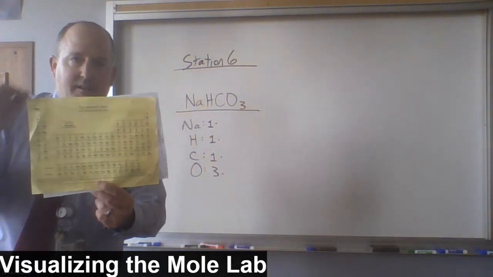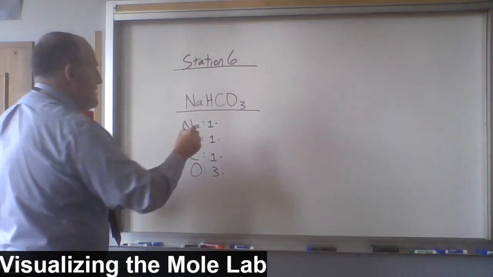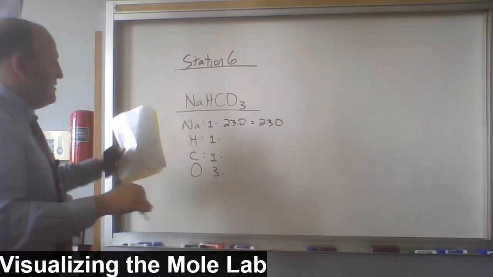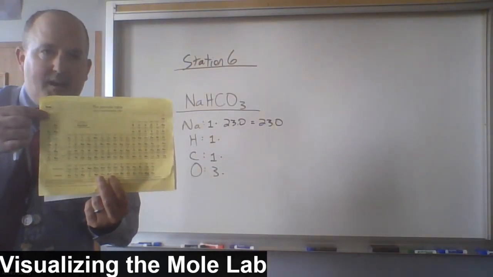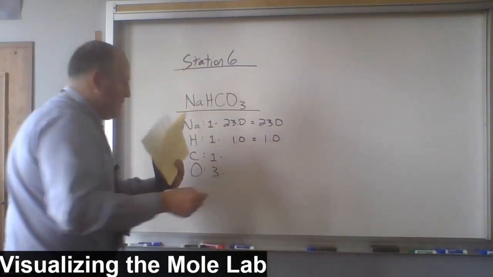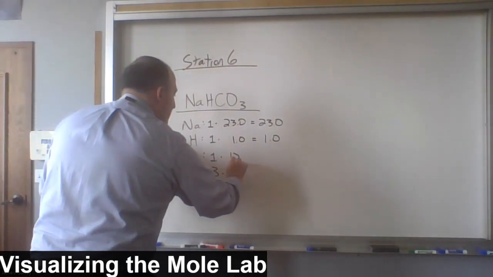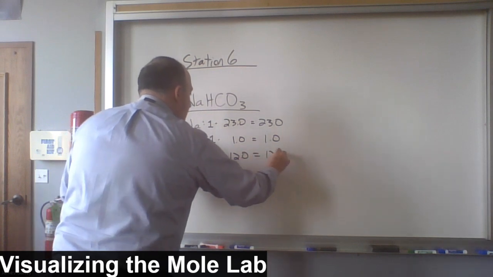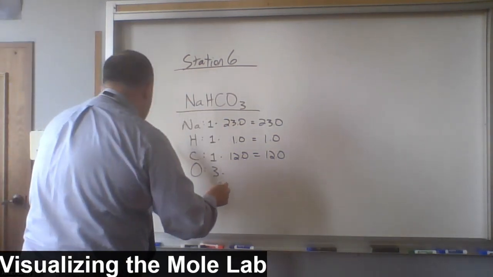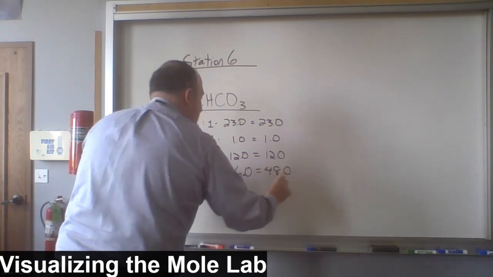Now we refer to the periodic table. Sodium, column 1, its atomic weight is 23. You round it to the tenths. Hydrogen, column 1, way up at the top, 1.0. Carbon, column 14, 12.0. And oxygen, column 16, 16.0. And there's 3 of those. So 3 times 16 gives you 48.